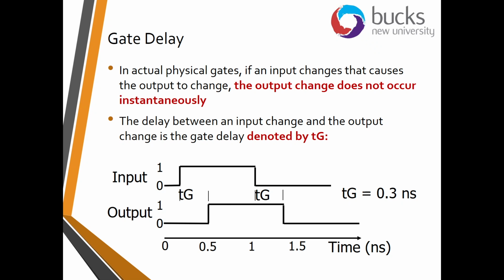It's worth noting that there is a certain amount of gate delay in the physical operation of these electronic circuits. Electronic circuits work incredibly quickly, in the nanosecond range, fractions of nanoseconds. But it's important to understand that even in fast things like electronic circuits, there is still a delay. So it's not instantaneous. In actual physical gates, if the input changes and that causes the output to change, the output change does not occur instantaneously. The delay between an input change and the output change is the gate delay, which we see here.